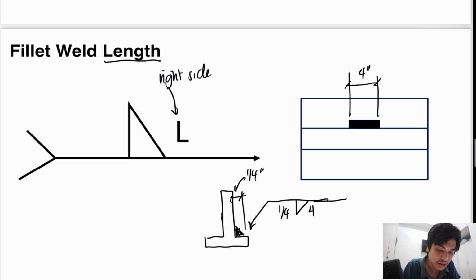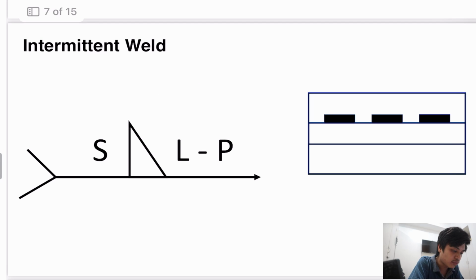It has to be indicated in the drawing. So this 4-inch weld length does not define where it's located. You need the assistance of the drawing to define its specific distance from the edge of the joint. So for example here, you must indicate that this length of the weld is placed, for example, 5 inches from the edge of the joint. How about for intermittent welds?